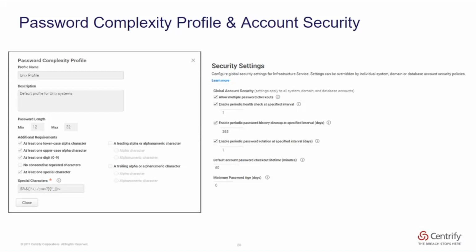So here in this example on the right-hand side, we have a periodic password history cleanup of 365 days, meaning we will store all historical passwords for up to 1 year. This allows administrators to go back and view what the previous passwords were for a specific account. As you can see here as well, on the right-hand side, we have the periodic password rotation. This is set to 1 day in this example, meaning any managed account will automatically be rotated on a daily basis. Again, this is important.